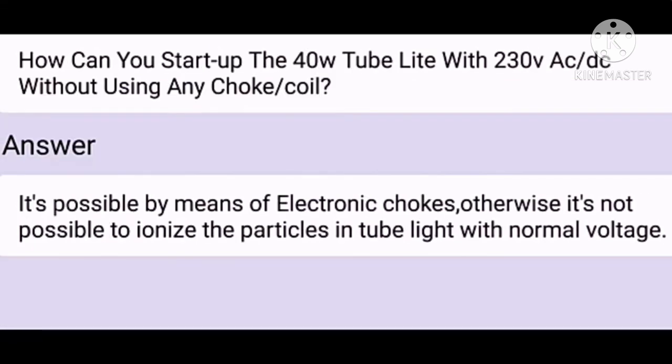How can you start up a 40-watt tube light with 230 volts AC or DC without using any choke or coil? It's possible by means of electronic chokes. Otherwise, it is not possible to ionize the particles in the tube light without normal voltage.